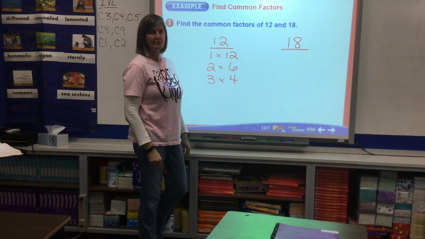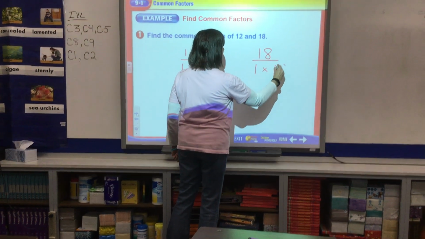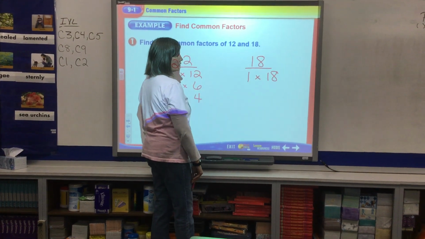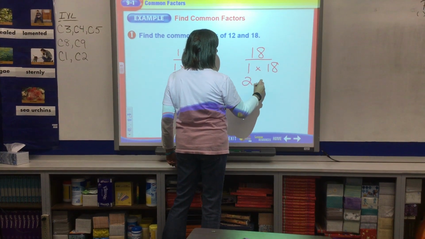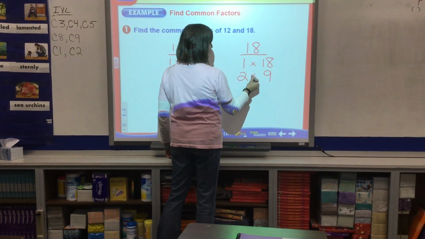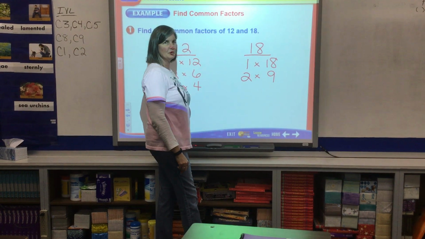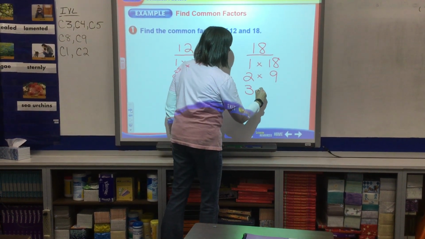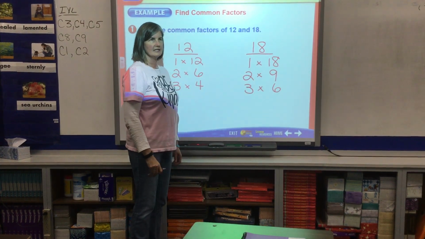Now we're going to do the same thing with 18. I always start with 1, and multiplied by itself, 1 times 18 equals 18. Now, 18 is an even number, so I know 2 is going to go in there, and I know the math fact 2 times 9 equals 18. Now I'm going to ask myself, does 3 go into 18? Yes, it does, 6 times. 3 times 6 is 18.